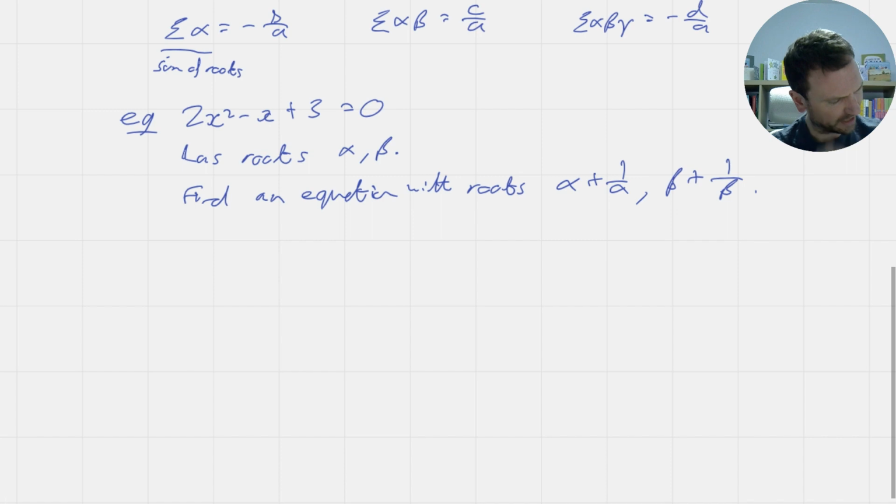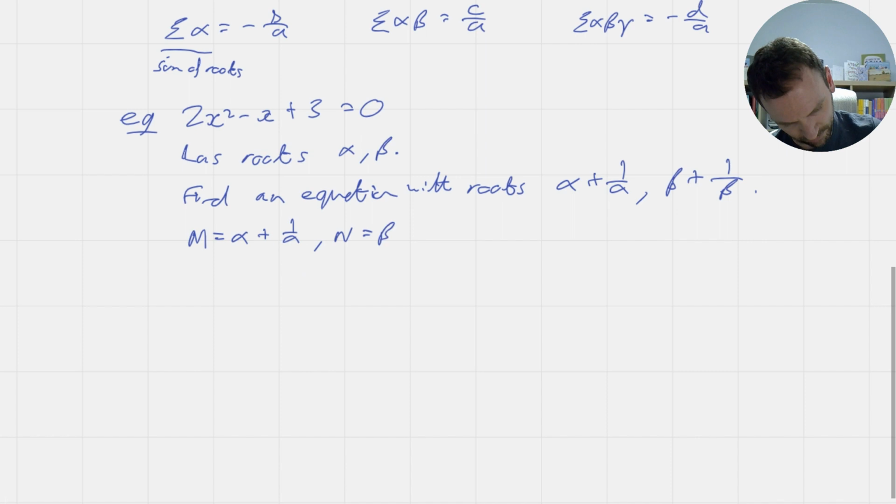I'm going to suggest we actually name these just so we can keep track. I'm going to let m be alpha plus 1 over alpha and n be beta plus 1 over beta, just so we can refer a bit more easily to the sum and the product of these roots. First thing I really want to do though here is let's note what we know already. Looking at the equation with roots alpha and beta, we can state that the sum of the roots, well, we know it's negative b over a.